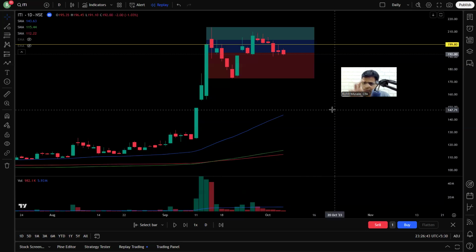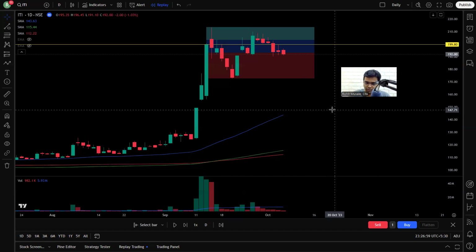What are the pros and cons of this base? Every base has got pros and cons. Let us first discuss the pros, the plus points, then I will discuss the minus points. And we are only looking at price and volume. There is no indicator here. Let's look at the pros.